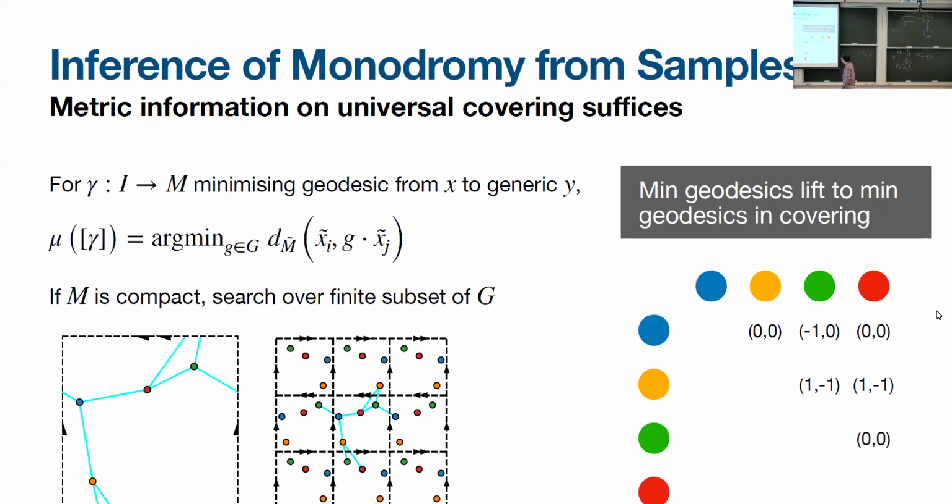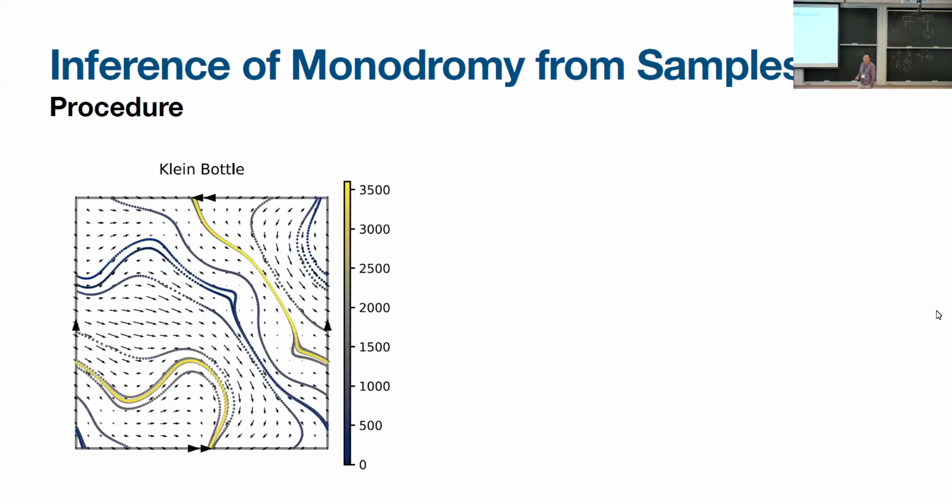Just to explain what this means, we have a bunch of points on my Klein bottle. We lift the points of my Klein bottle to the covering space. Geodesics lift to geodesics, and minimizing geodesics lift to minimizing geodesics. So geodesics on my Klein bottle lift to geodesics in Euclidean space. And by querying these geodesics upstairs, I could record the monodromy. Yes, I'm assuming it's an isometry. For universal covering spaces, you can make them an isometry, yes.